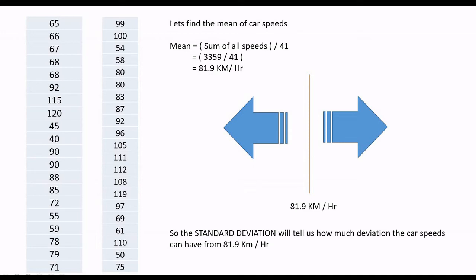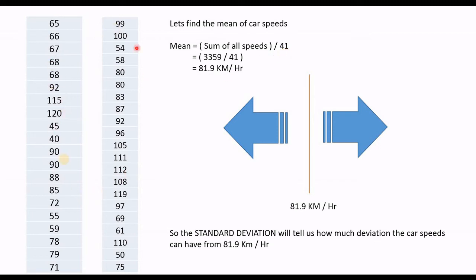Let's see by the same example. So these were the car speeds recorded by the policeman. First of all, to find out the standard deviation, let's find the mean of the car speeds. How do you calculate the mean? You sum up all the speeds, divided by the number of readings, 41 cars.